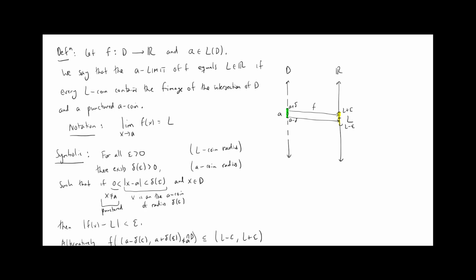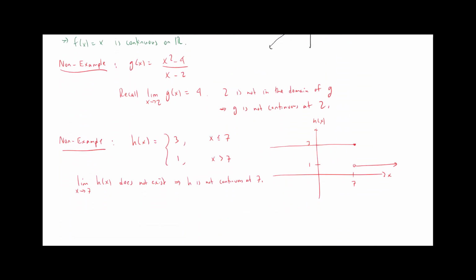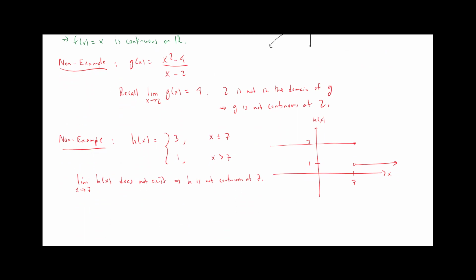Intersection of D and a punctured a coin. With continuity, we don't say anything about a punctured a coin. We say it actually has to contain the image of the entire a coin. So if the limit doesn't exist, then you can't even get an f of a coin to contain the f image of the intersection of D with a punctured a coin. Well, if you can't get a punctured a coin, how are you going to get an a coin? So continuity is stronger than a limit existing at a point. So if the limit does not exist at a point, then you're not going to get continuity.